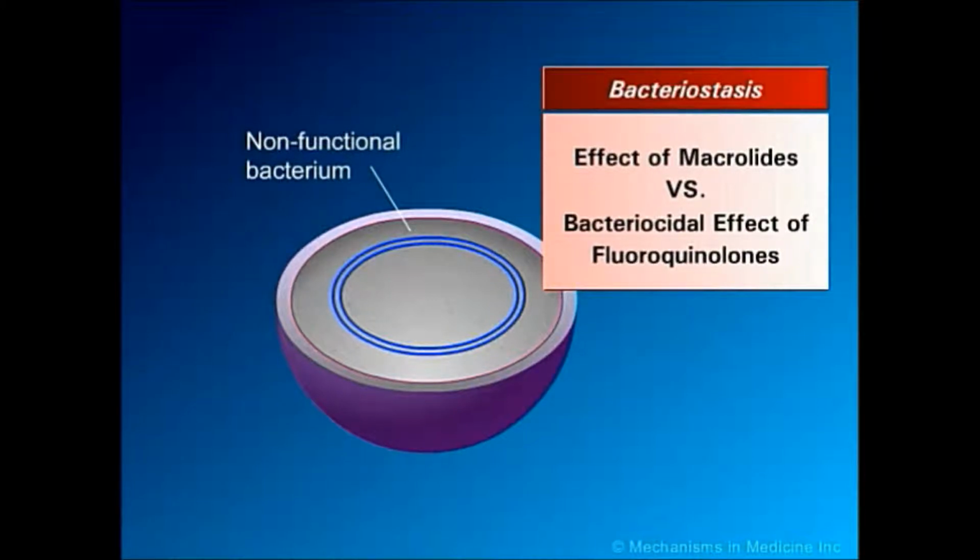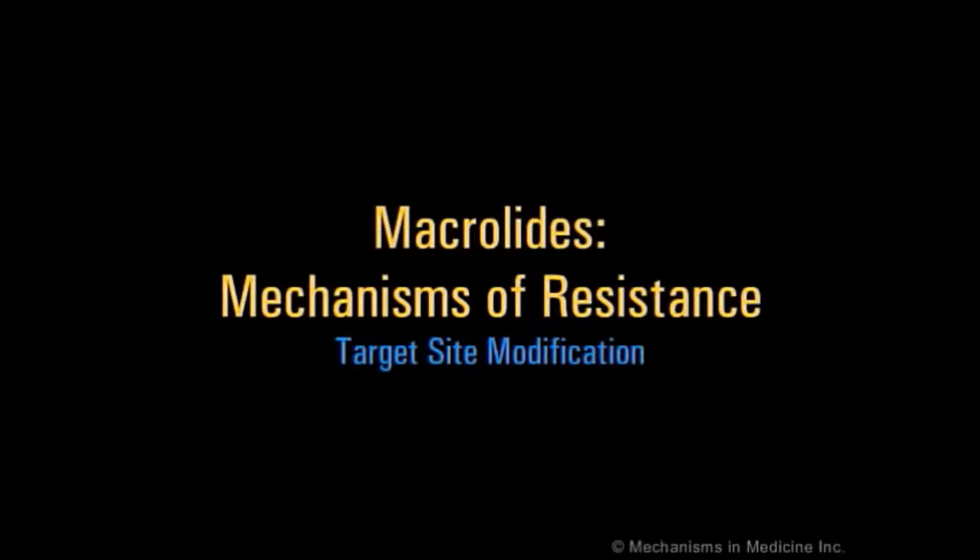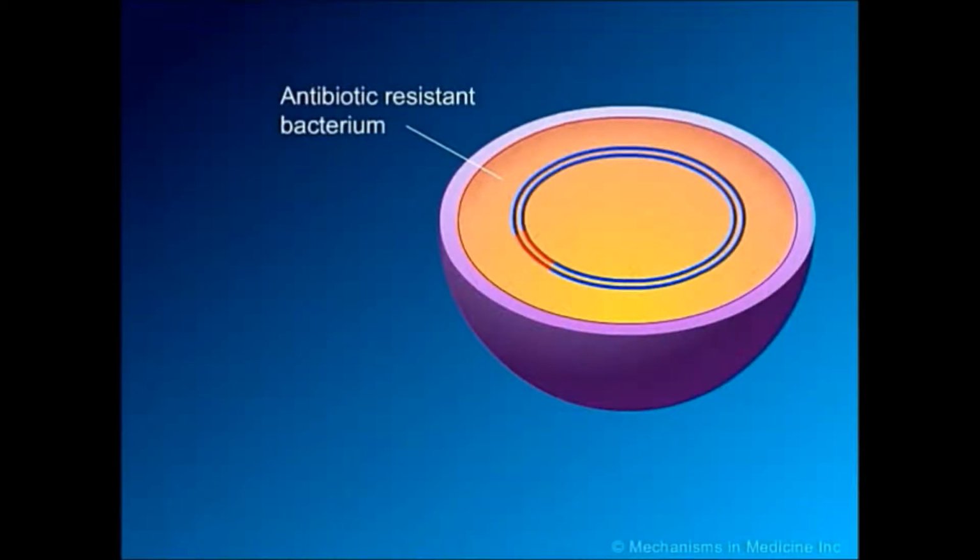Changes or modifications to the 50S ribosomal subunit will confer resistance to macrolides and sometimes other classes of antibiotics. This type of resistance may be of a high level. This mechanism of resistance is mediated by the erythromycin ribosome methylation, or erm, gene, which is found on plasmids or transposons.